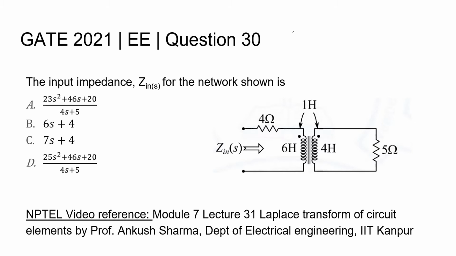Question 30, Electrical Engineering, GATE 2021. A magnetically coupled circuit is given to us and we are asked to find out the input impedance for this network. 4 options are given and all these options are in S domain.